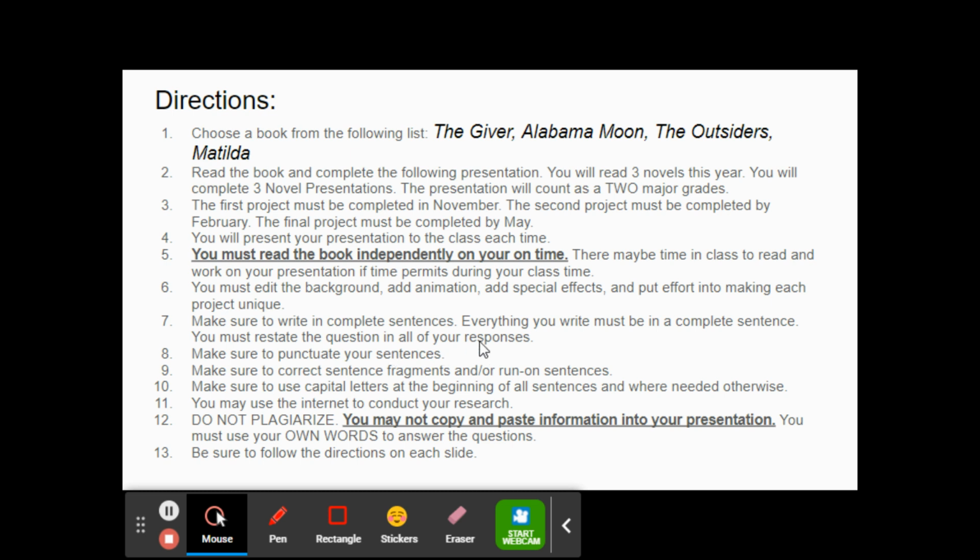Now, what does a sentence begin with? A capital letter, and it ends with punctuation. In order for a sentence to be complete, it must have a subject and a verb and express a complete thought. All right? I will be deducting major points for run-on sentences and fragments. Okay? You will have a rubric. All right? Make sure to punctuate your sentences.